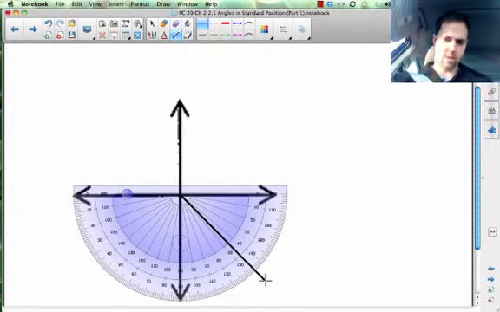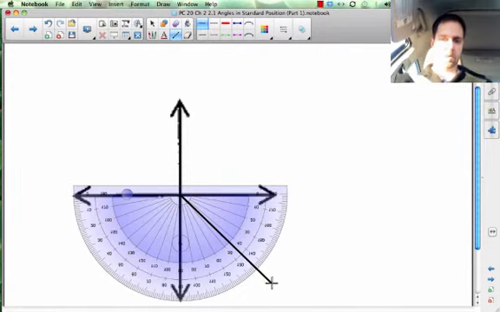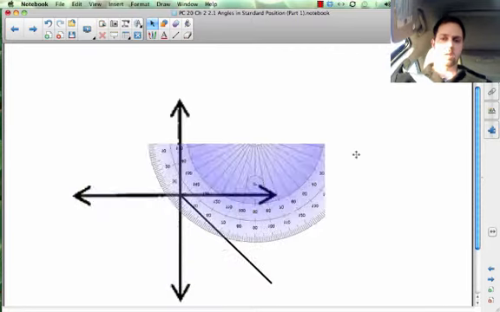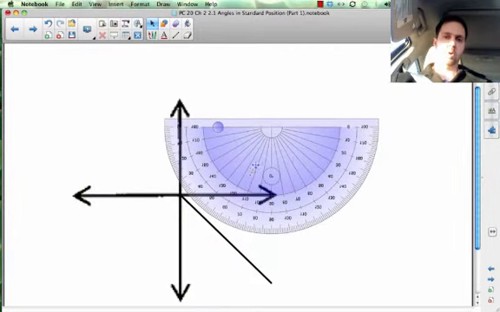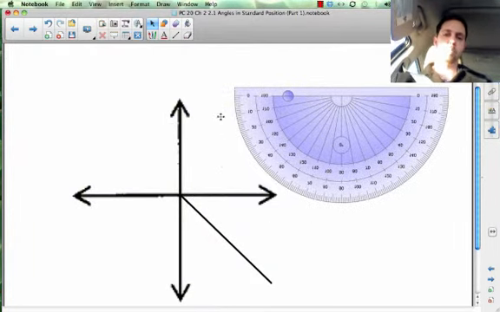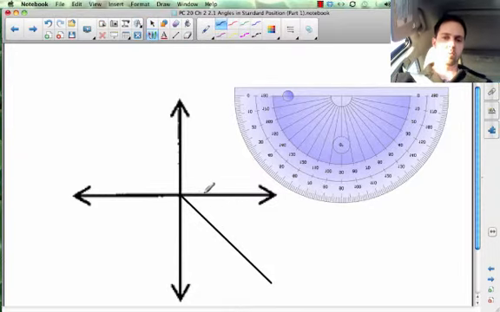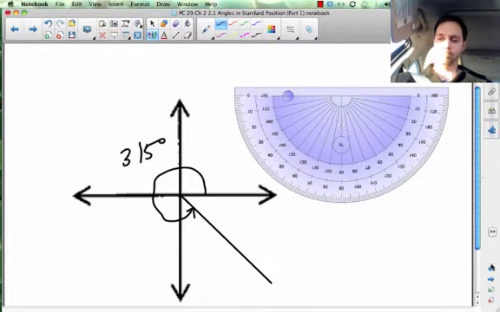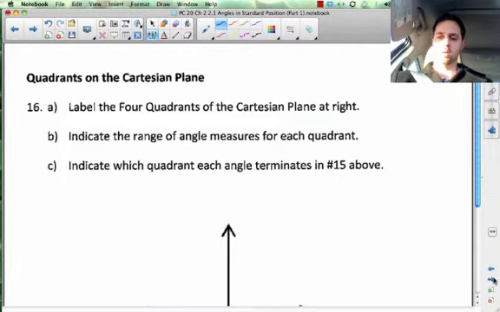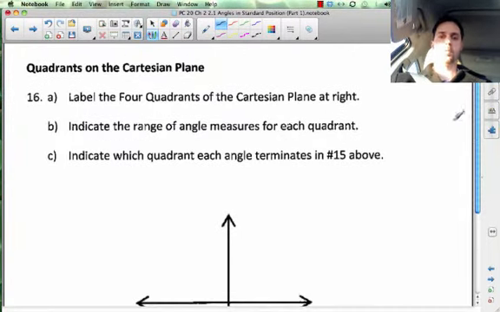So just draw it out, find your 45, and of course, since this is a positive angle, we would label this in the positive direction, which is counterclockwise, and this would be our 315 degree angle. Any questions? Okay, that's good. You guys seem to be catching on really well.